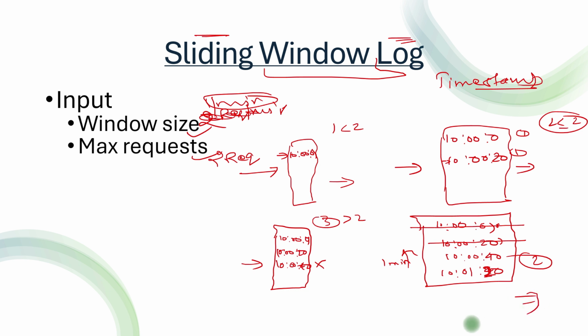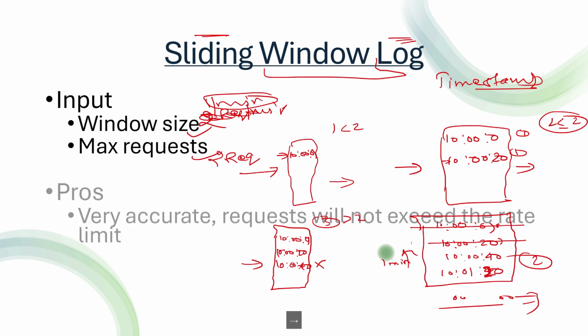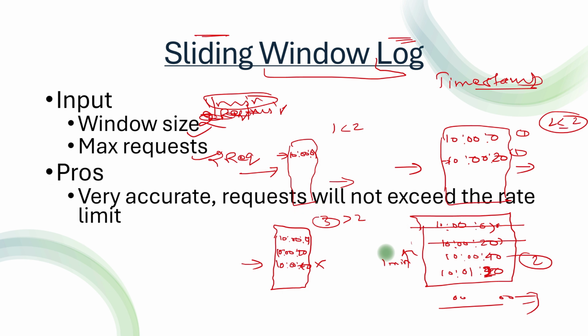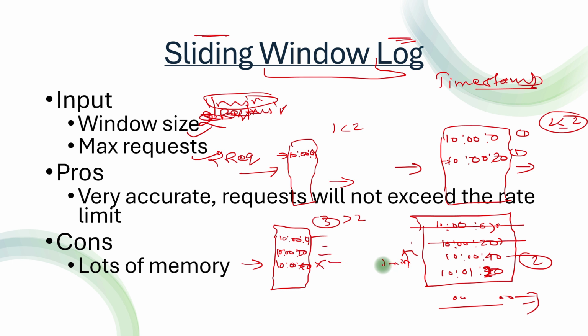So it is keeping two things. It is basically sliding the time window forward, so the burst of traffic at the edge of the times that was happening previously won't happen in this case, because it is taking into account the relative time, basically what the current request is. So it is very accurate. Requests will not exceed the rate limit, but it consumes lots of memory because we have to store the timestamp for each request that is coming in here.